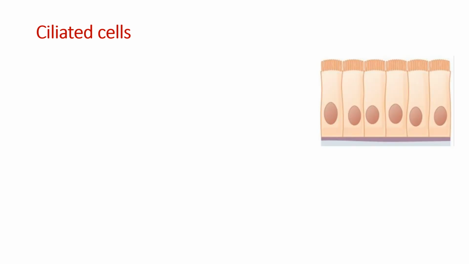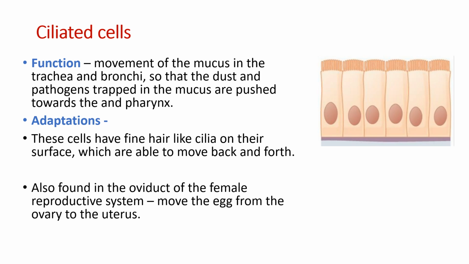Now let's see some specialized cells found in the human body. The first one is ciliated cells. Ciliated cells have a very special feature: they have cilia, which means hair-like very fine structures found on one surface. Usually they are found in the lining of ducts. One special place that ciliated cells are found is our respiratory tract. Along the trachea and bronchi, the inner lining is covered with ciliated cells.